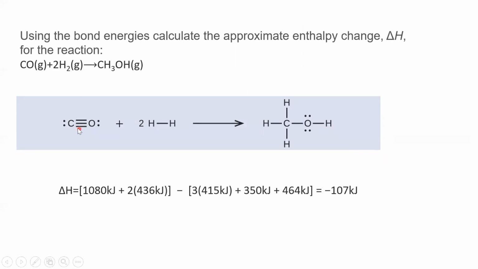Okay, so we need to add in 1,080 kilojoules of energy to break this bond. We need to add in 436 kilojoules of energy to break this bond, but we have 2 moles of it, so we're going to have to multiply that number by 2. This is the total energy that has to be added in to break these bonds. Now we're going to look on the product side. We've got 3 carbon hydrogen bonds, so 3 times 415. We've got 1 carbon oxygen bond, so 350. And we have 1 oxygen hydrogen bond at 486. So we add this together, and that's the amount of energy that's being lost or given off when we form our products. So the sum of the reactants minus the sum of the products gives us our reaction.